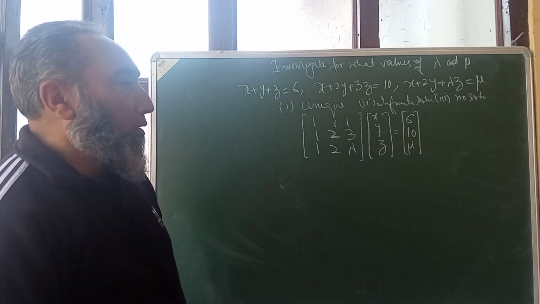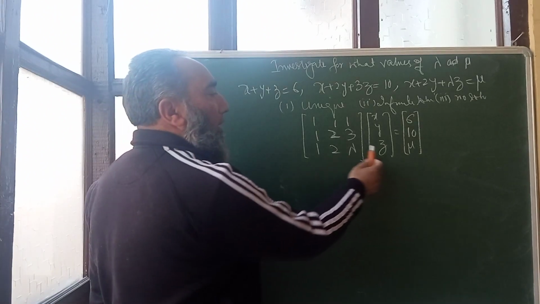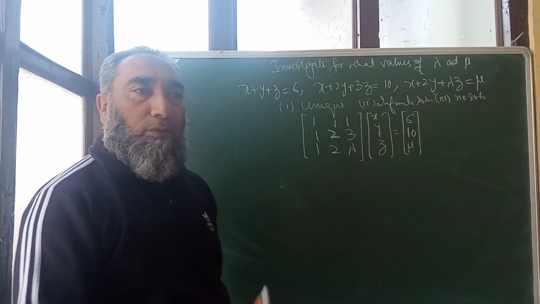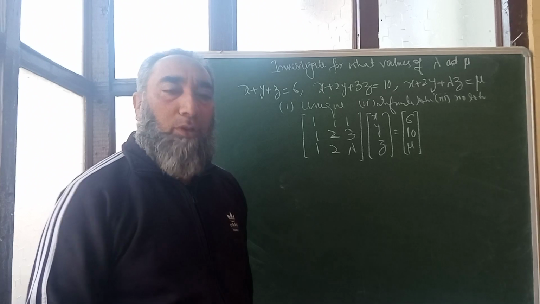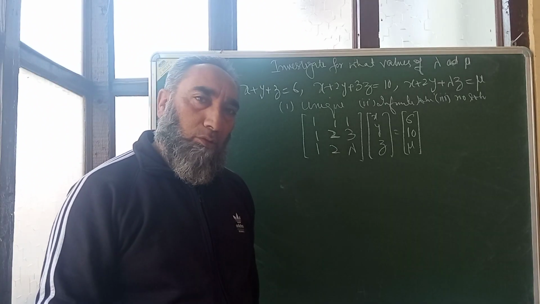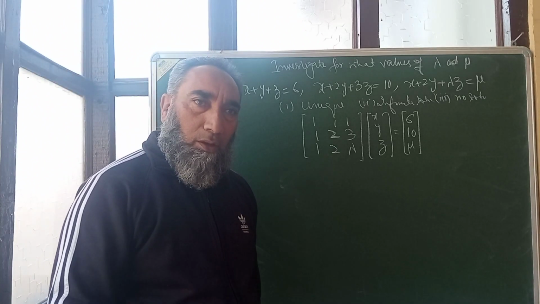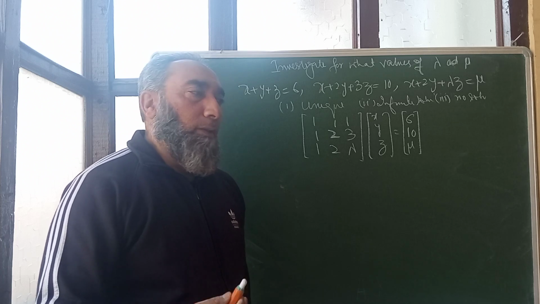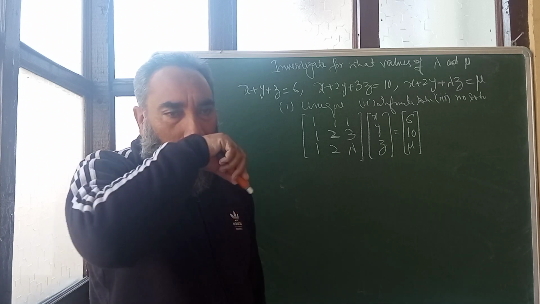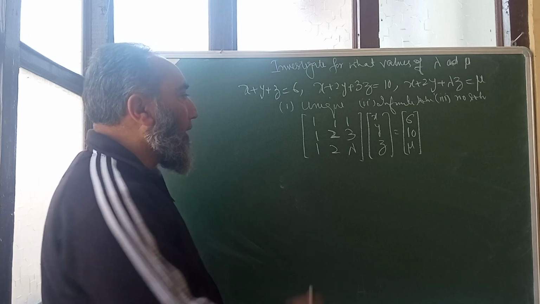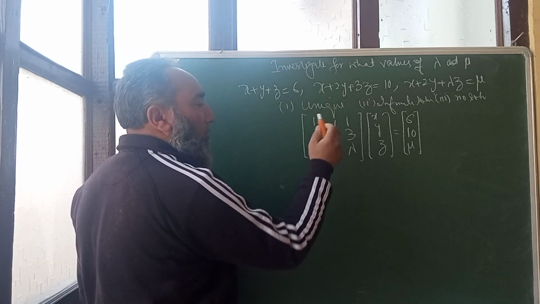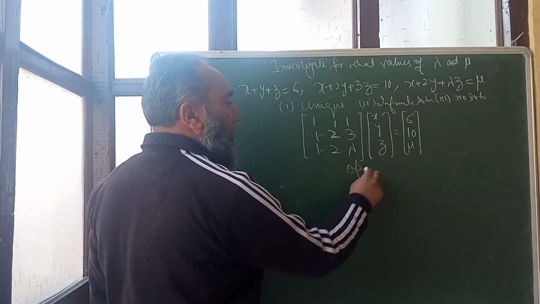Now what is the procedure? We have to find rank. This is A, x equal to B. We have to find rank of A, then rank of A, B, and then we have to conclude whether the system is consistent, first of all, then whether it has a unique solution, infinite solution, or no solutions. So for that, I have to make these two 0, which is very easy. So let me operate.